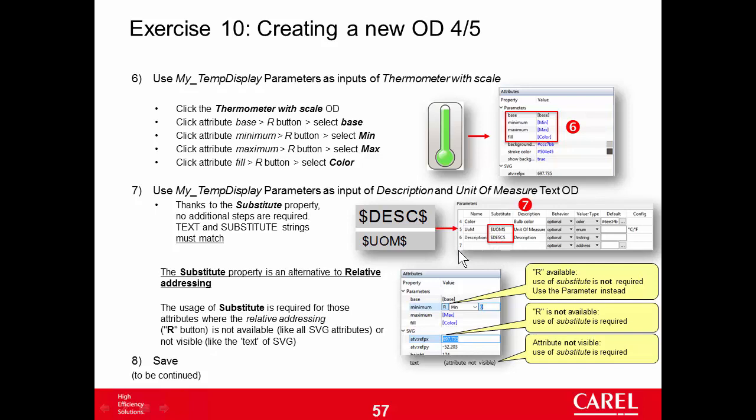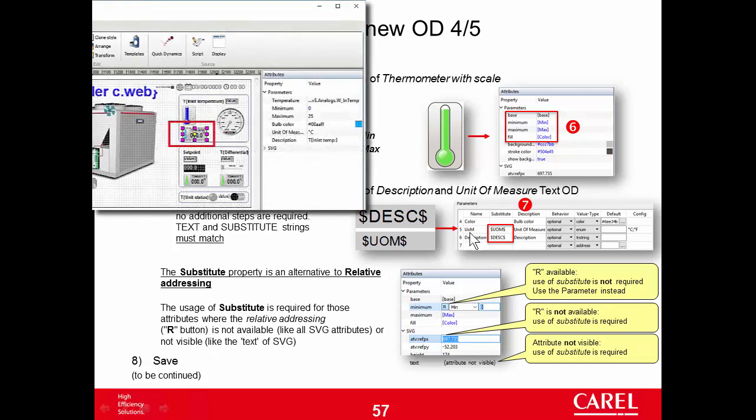And it works in this way. What we write once used, we will use this object display in the application. What we write in the description will replace this string $desk$ in the page. So we replace in this case this. In the description, I will write inlet temperature. Inlet temperature will replace this string.